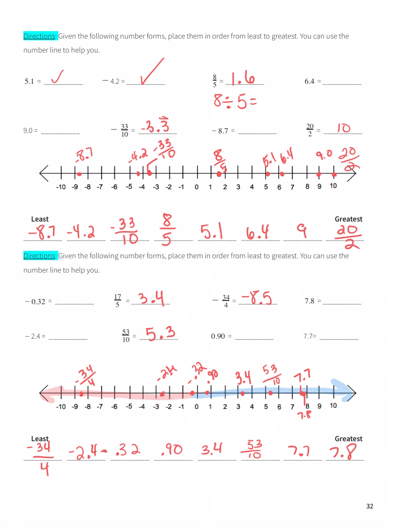Something that I want you to be aware of is these last two numbers. We have 7 7/10 and 7 8/10. So that's these two numbers right here. 7 8/10 is larger than 7 7/10. So that is why 7 8/10 is one number to the right.